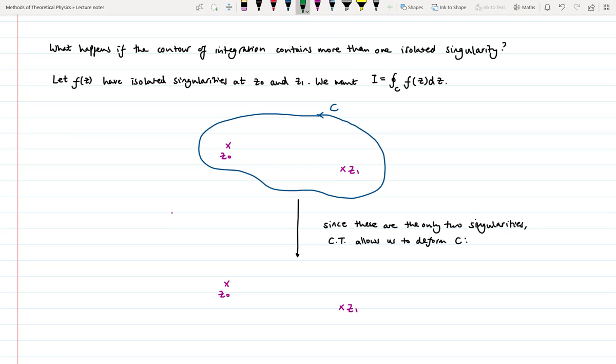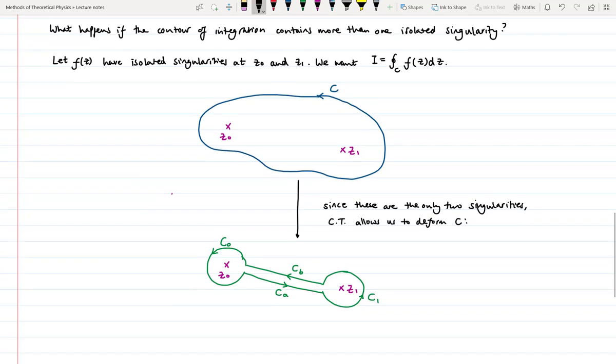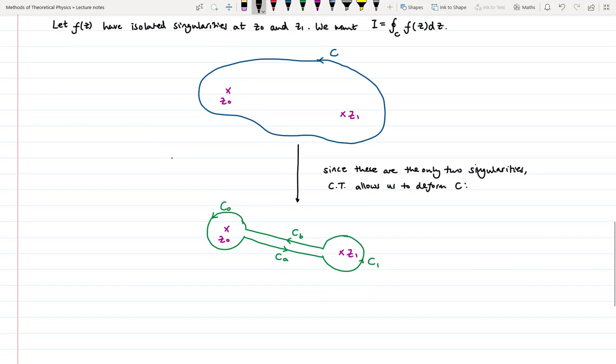Okay, here's our copy. And let's draw a deformed contour. We've deformed the contour, so there's a circular path around each of the singularities, and these paths are joined by a channel. I'm going to label this path C0, this part of the channel as CA, this circular path as C1, and this one going in the opposite direction as CB. This doesn't change the integral value, which means that we can write the integral.